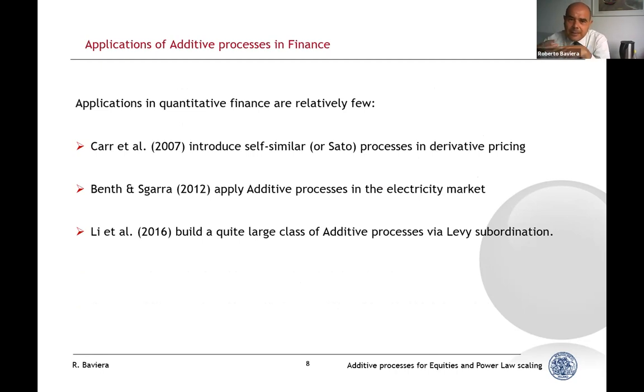But in finance, unfortunately, the applications in finance are not so many. The first one I know is the one of Carr and co-author, 2007, who introduced a self-similar process in derivative pricing. And this, I believe, was the first application in this field. And for this reason, they were even called Sato process. Then there is the paper of Benth and Sgarra, who tried to apply a very simple additive process to the electricity market. And more recently, Lee and co-author have, in 2016 in Finance and Stochastics, built a quite large class of additive process via Levy subordination. Okay, so it's a quite large but not so large class of additive process.